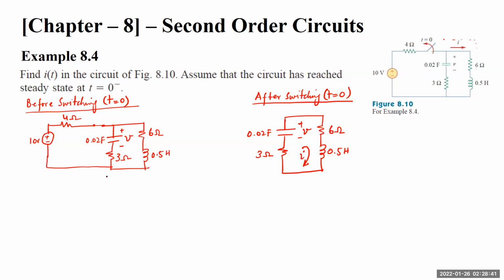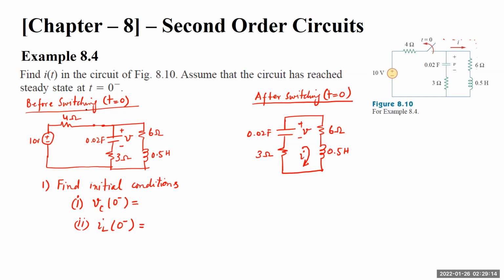So first of all, what are the initial conditions? Our first step is to find the initial conditions. Number one, we have to find VC of 0 negative, and number two, we have to find IL of 0 negative. We have to find these two values as our initial conditions.